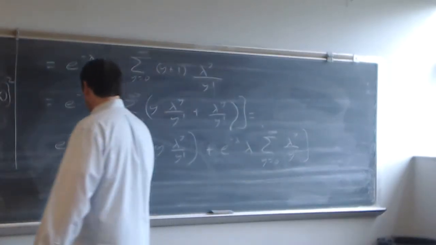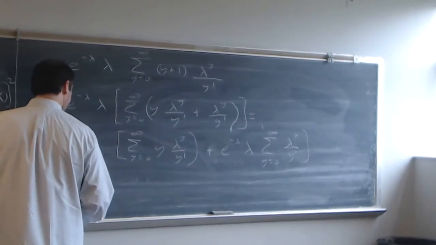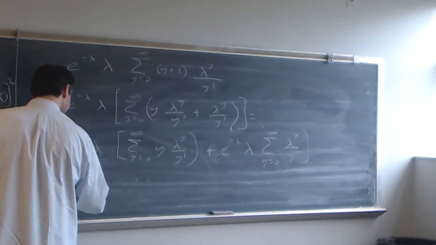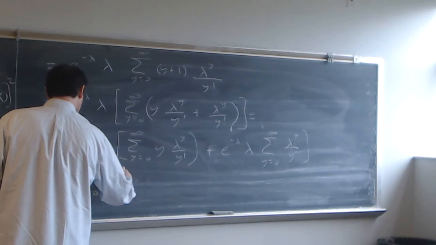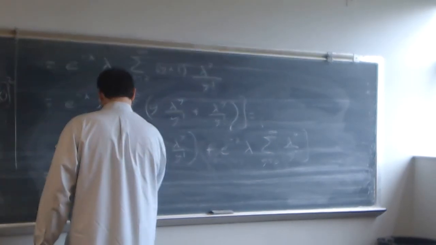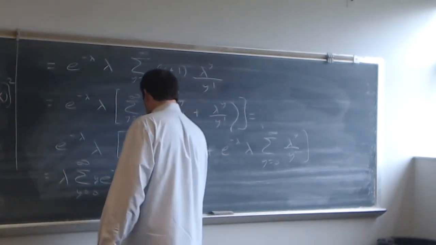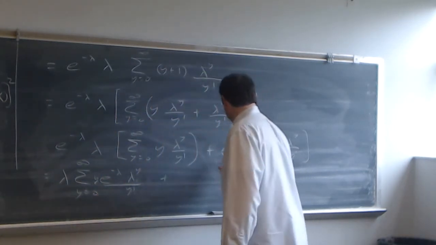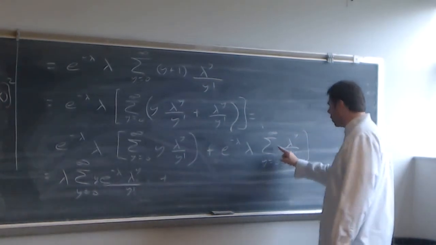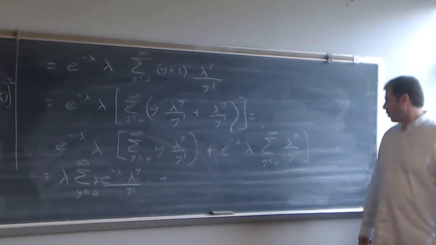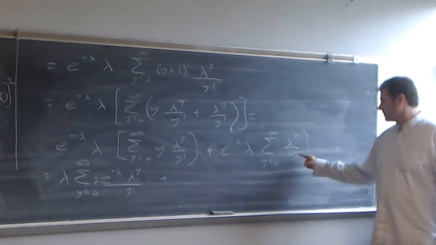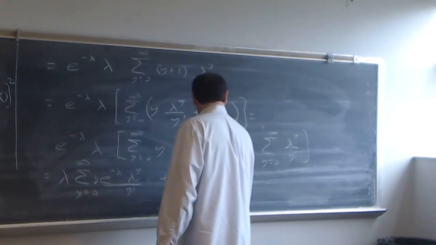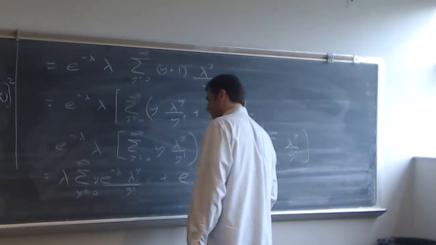If you pull in the e to the minus lambda here, you'd have lambda times the sum as y runs from 0 to infinity, e to the minus lambda, there's a y I'll put in front, lambda to the y all over y factorial. Here we have plus. I'm going to leave this as is and note that this sum is nothing more than, by Taylor's theorem, remember this y factorial, that's e to the plus lambda. So it's e to the minus lambda, lambda, e to the plus lambda.